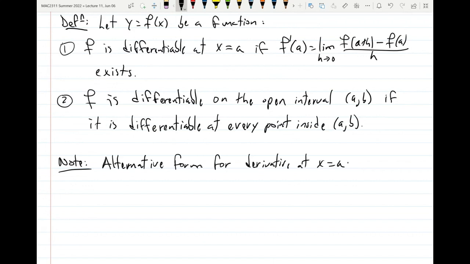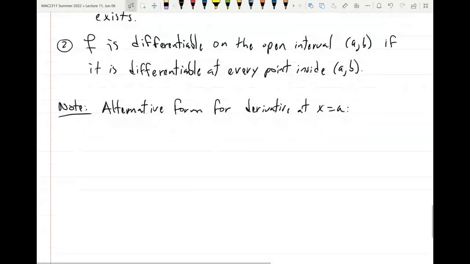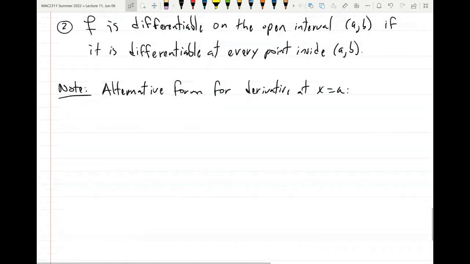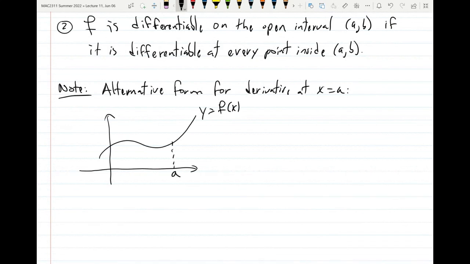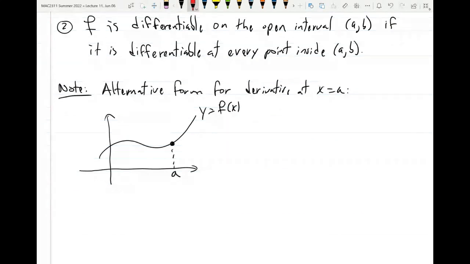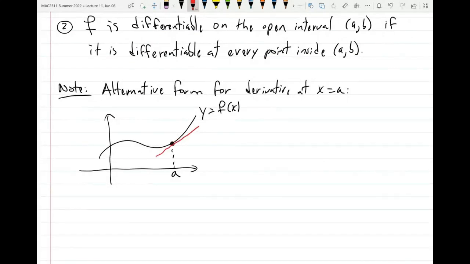At x equal a. And so you see that it's exactly the same thing. It just looks different and therefore makes it easier to compute. Let me show you what's happening here. So far what we have is here is our function y equal f of x. Let's say here is a. And remember, we're trying to make sense of this tangent line.